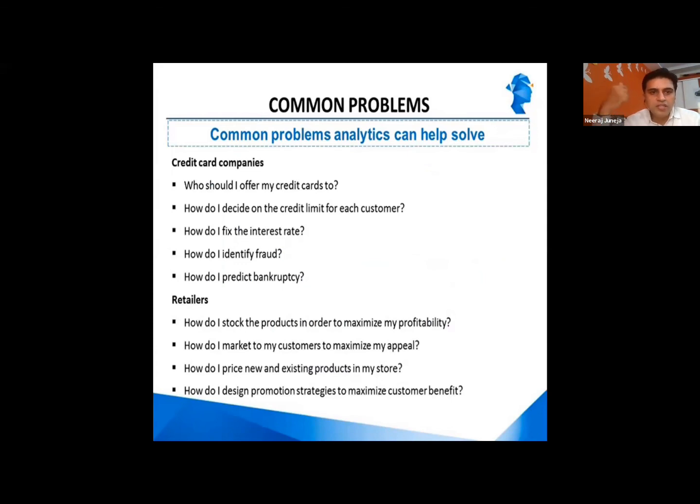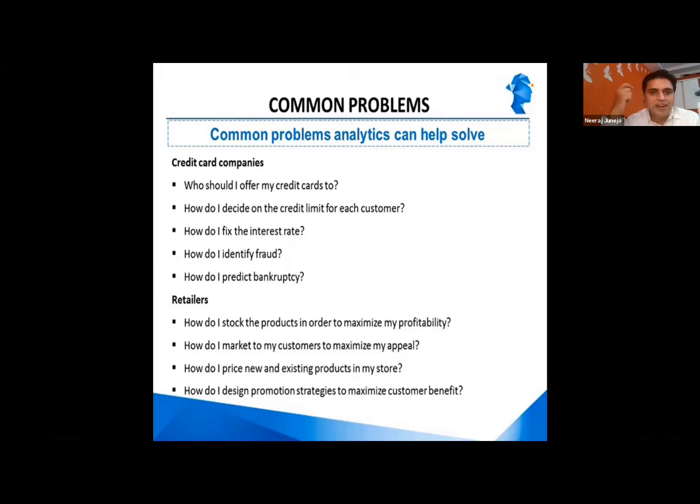So we can again have a look at all these questions, like credit card companies. What kind of questions do they ask? Who should I offer my credit cards to, right? So what are my potential subscribers? Who all can be my potential consumers, right? How do I decide on the credit limit for each customer? Very, very important. You might have come across a lot of cases where the credit limit tends to be reduced, right? Earlier, the credit card company offered 2 lakh rupees, and then all of a sudden they reduce the credit limit. Now, what is the reason behind that, and how to decide that particular thing? That comes in the domain of business analytics.